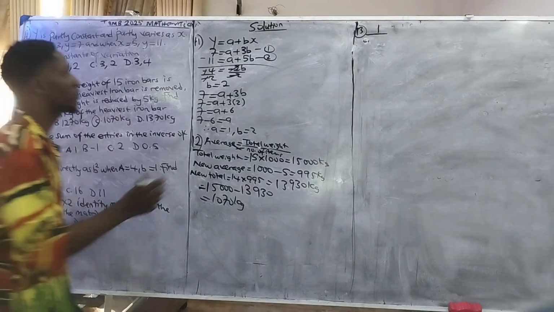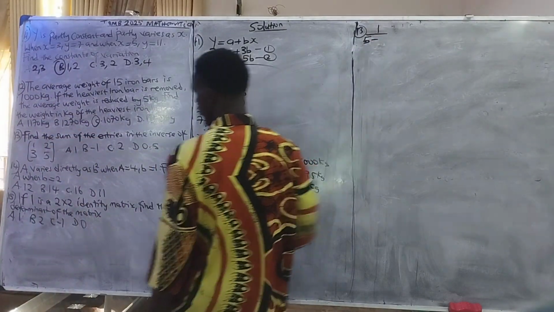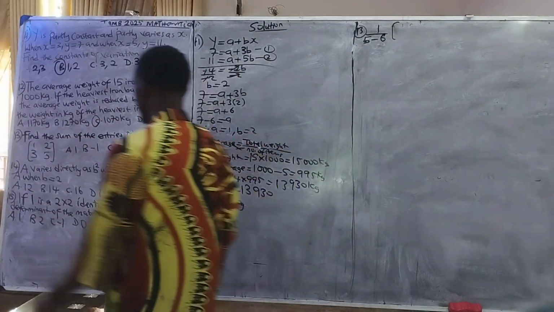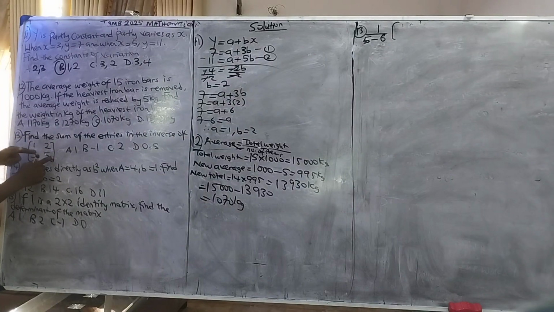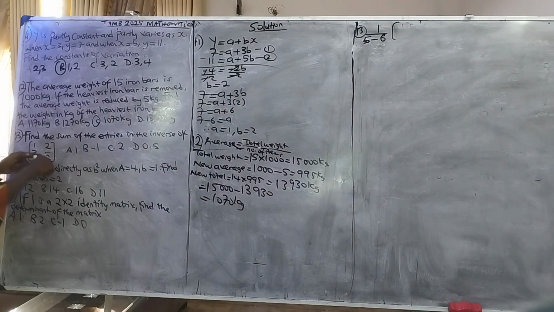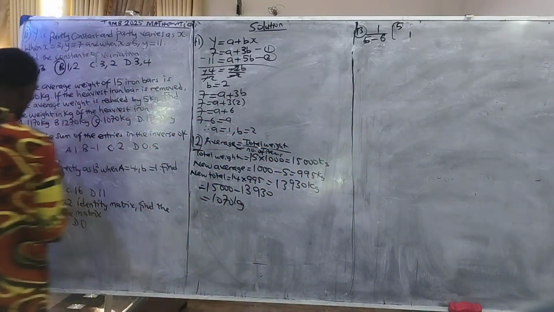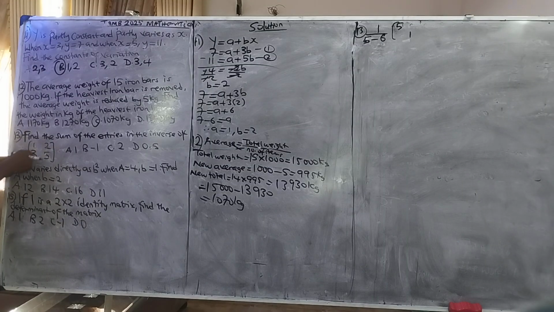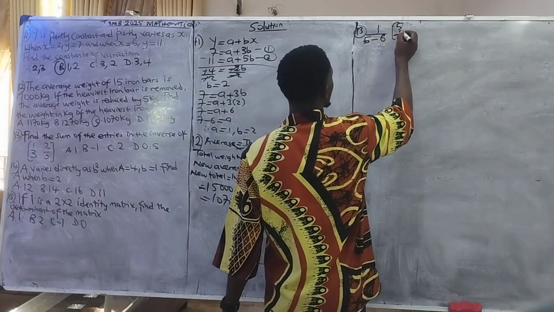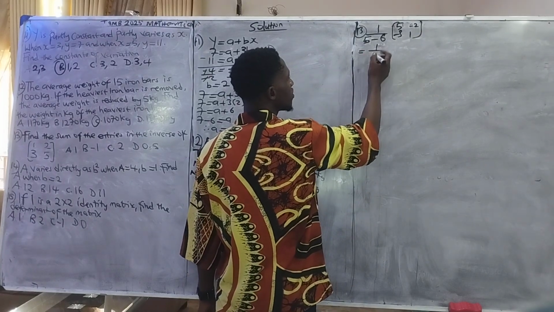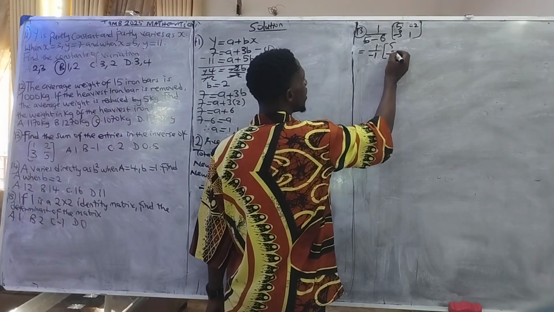So 1 times 5 is 5, minus 2 times 3 is 6. Then put a bracket. You interchange the leading diagonal. 5 will come up, while 1 will come down. So I have 5 here, I have 1 here. Then this other one will remain the same, but you multiply by minus. So this one will be minus 3, minus 2. It equals 1 over 5 minus 6, which is minus 1, bracket 5, minus 3, minus 2, and 1.